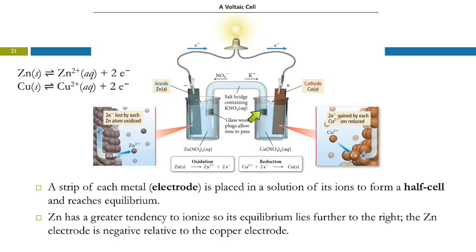We're going to let the counter ions, the negative nitrate ions that are also present, move through this salt bridge. And potassium ions can move to the right, and so that'll maintain charge balance in the cell.